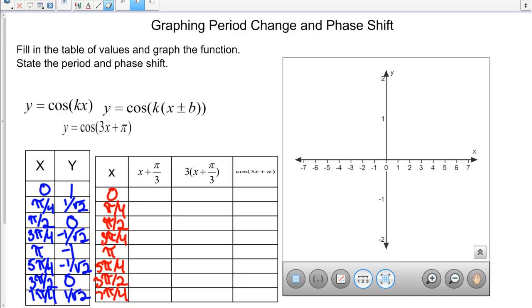If we have y equals cosine of 3x plus pi, we need it to be in the form k times the quantity x plus or minus b. So what that means is that we need to take out a 3 from the 3x and the pi so that we get cosine of 3 times quantity x plus pi over 3. And now we're in the correct form that we want.